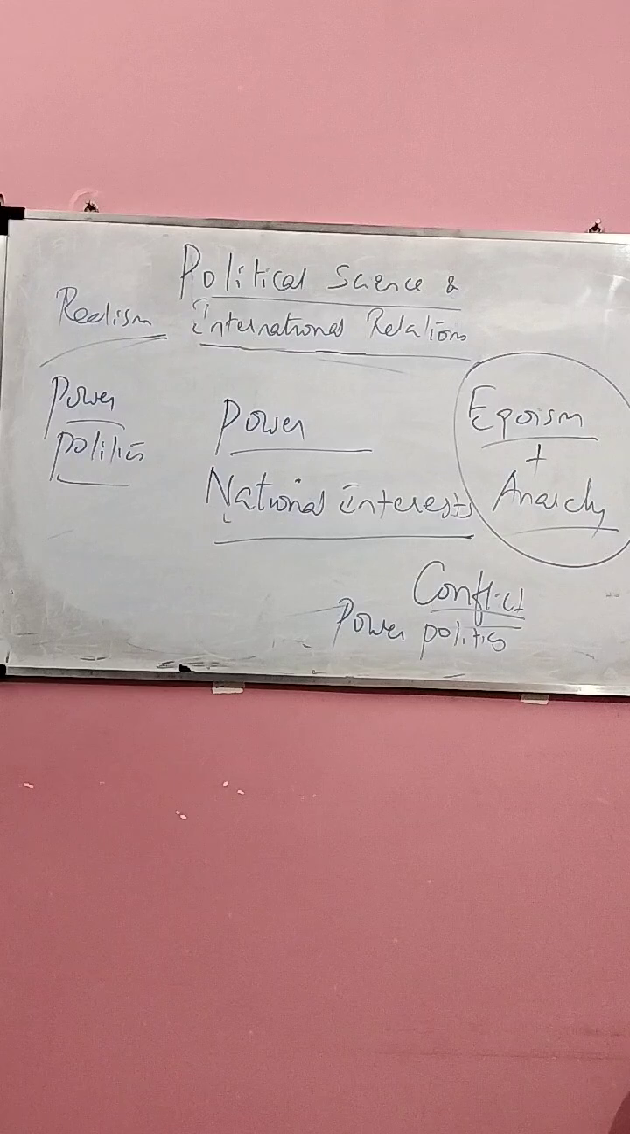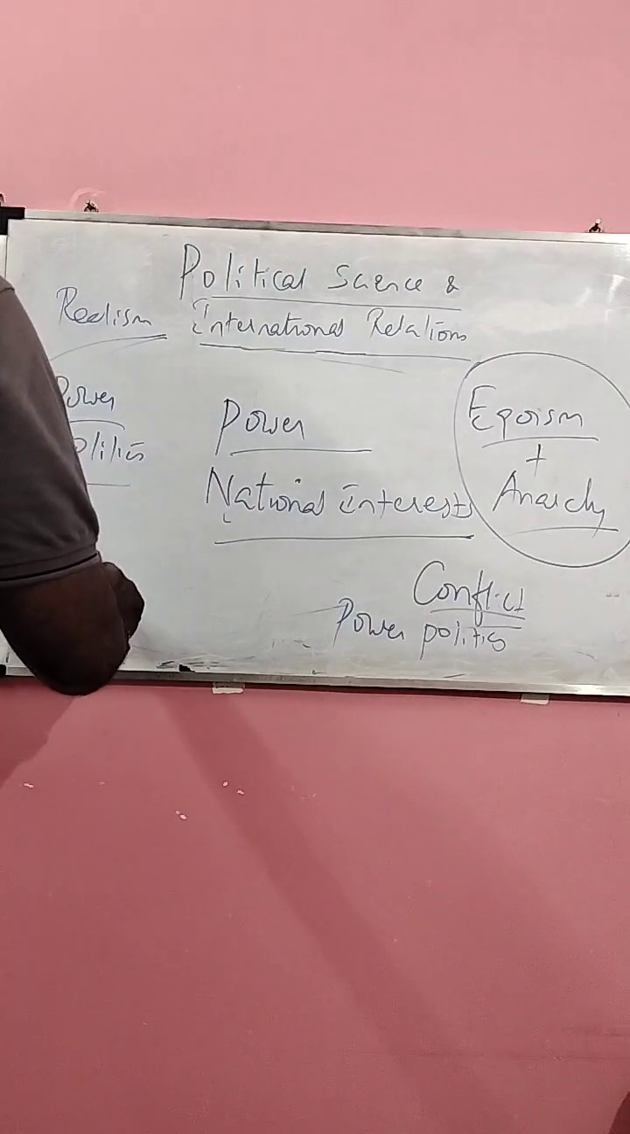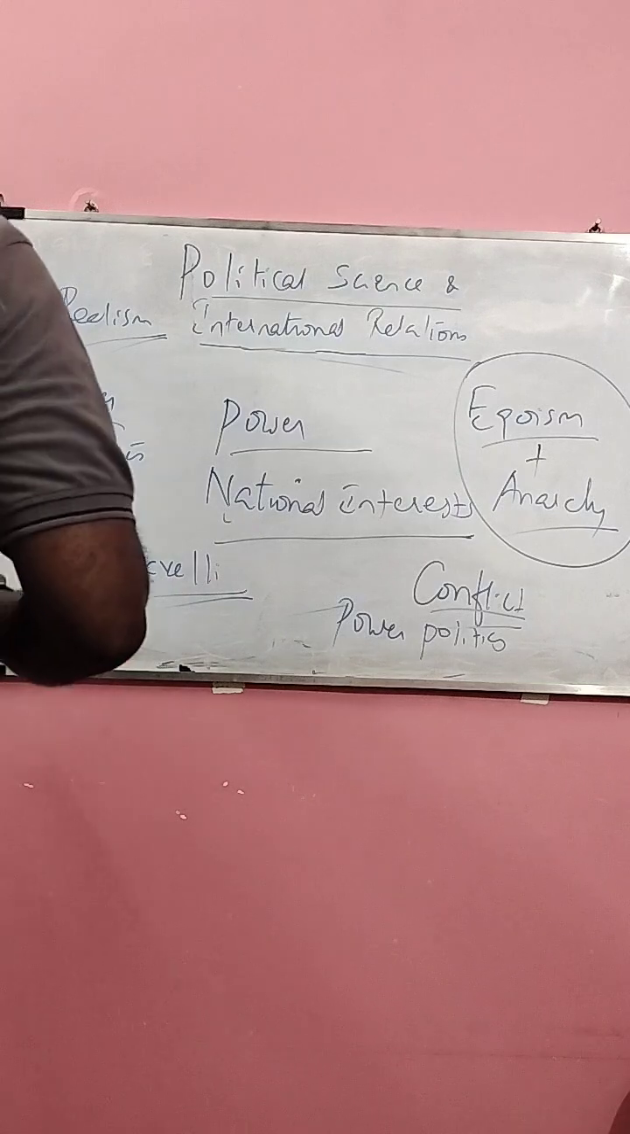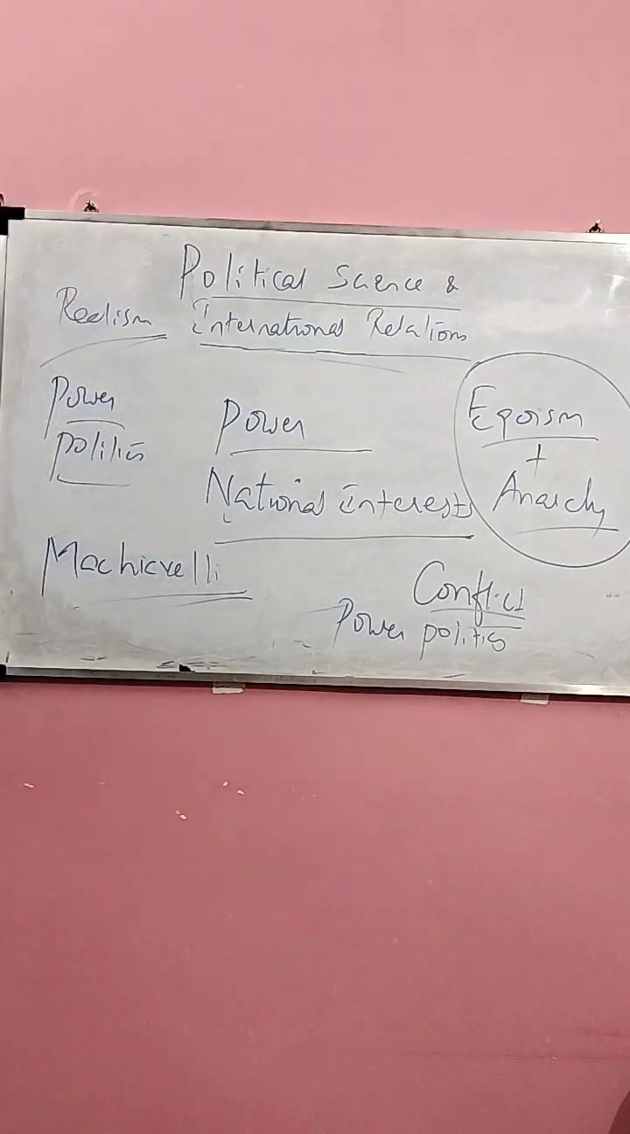The important realist, the father of realism we can say, in the modern period was Machiavelli, Niccolo Machiavelli. Machiavelli himself is considered the modern father of political science. Father of political science, Aristotle. Modern father of political science, Machiavelli. Machiavelli gave importance to power. He gave importance to interest. He gave importance to the autonomy of the political.